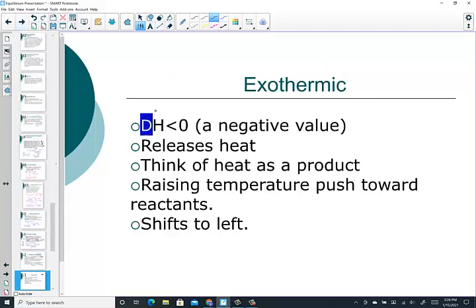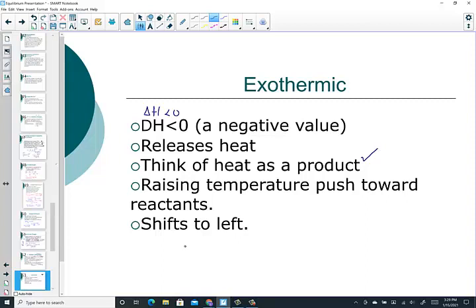Remember that the enthalpy change, and I'll just write that up here, delta H, is less than 0. We said it's a negative value. It's heat releasing, an exothermic reaction. I want you to think about that in terms of heat being a product. Just like products come out of the reaction, heat comes out of the reaction.